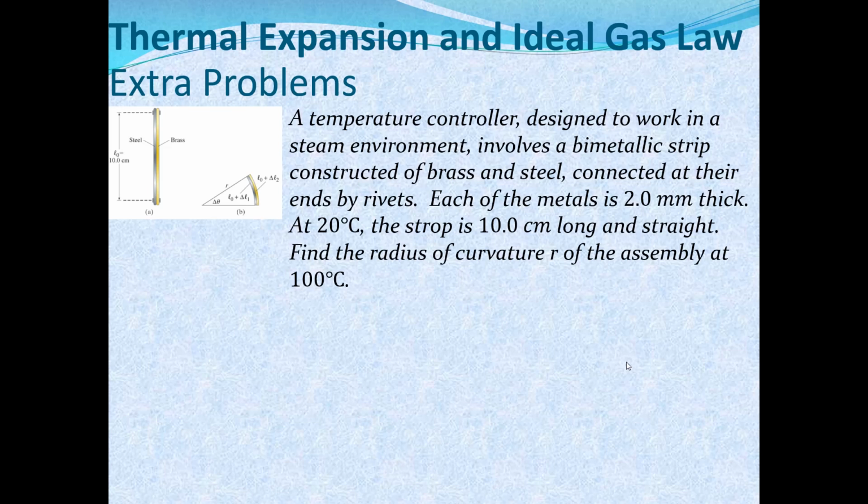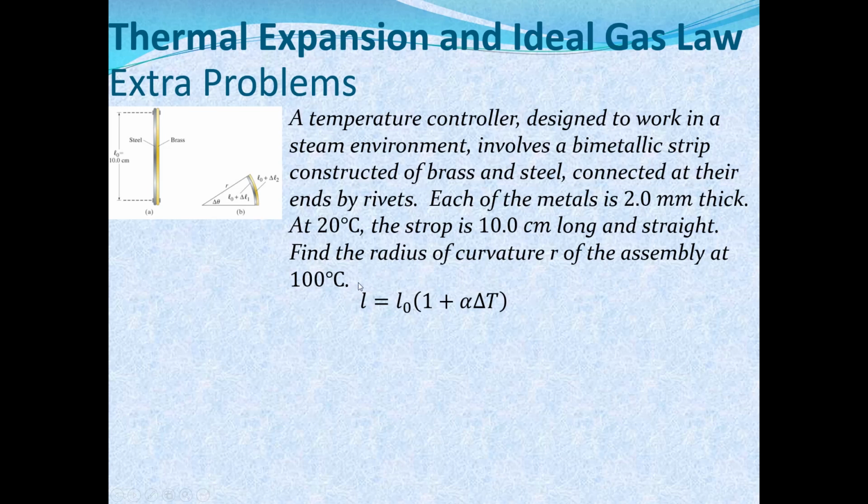All right, so the way this works is we have two metals attached at the ends so that they're going to be forced to expand together. Now the thing is, steel and brass have two different expansions. So the brass is actually going to expand longer than the steel does, resulting in it bending in a little arc. And what we want to know is, what is the radius to the middle of the two items? So first we have to figure out what is the length that each one is going to expand.